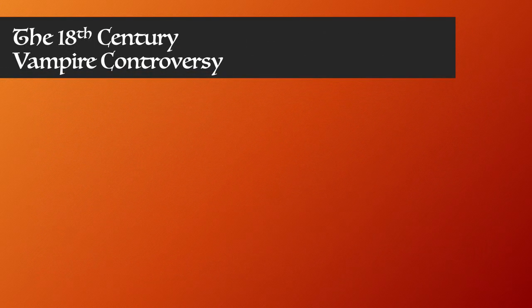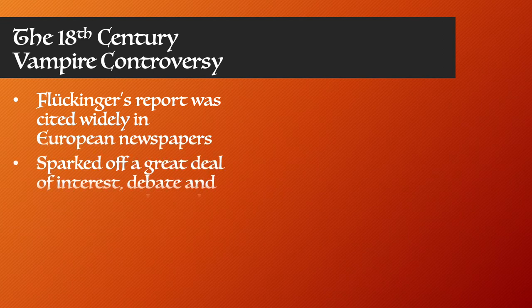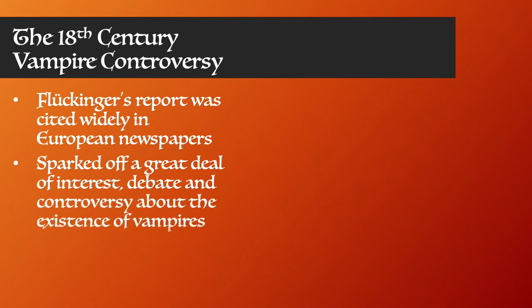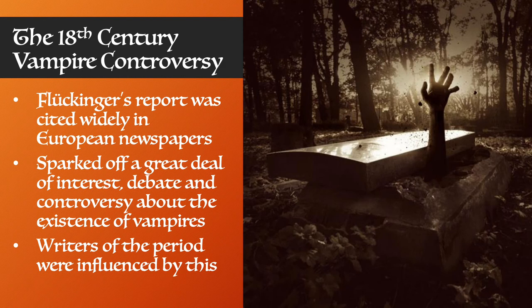This, along with various other reports and vampire sightings, led to what became known as the 18th century vampire controversy, in which Flückinger's report was cited widely in European newspapers, and this sparked off a great deal of interest, debate, and controversy about the existence of vampires. And of course, writers of the period were very much influenced by this. And it's the literature that evolved out of this, the Gothic literature of the 18th century, that we'll examine in part two of The Horror.